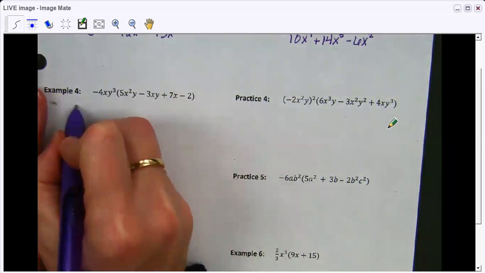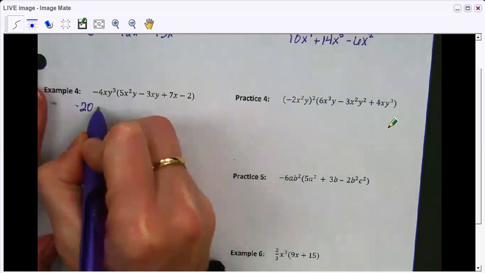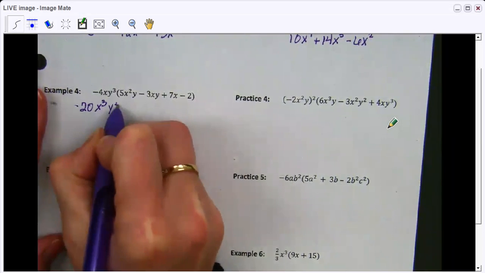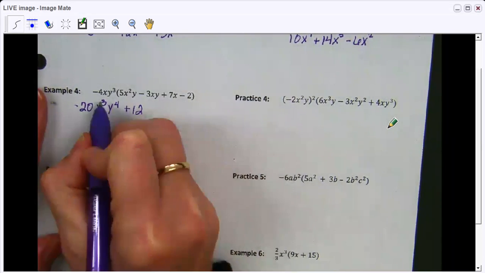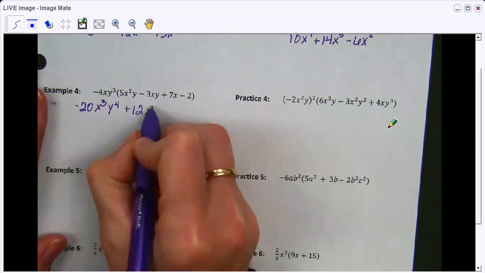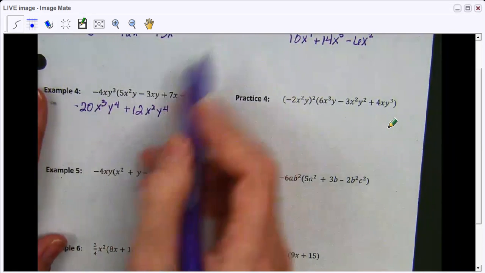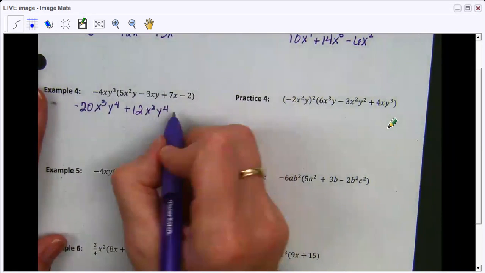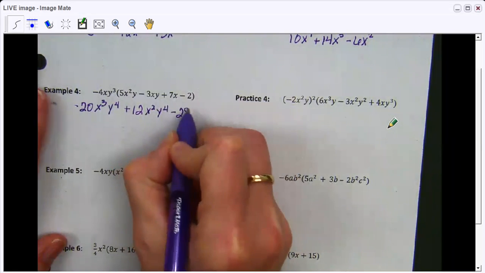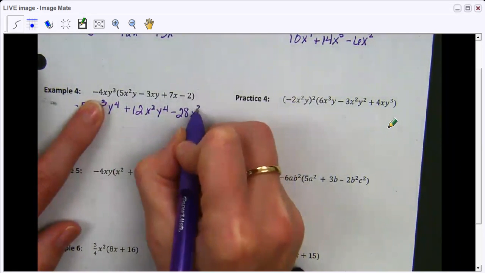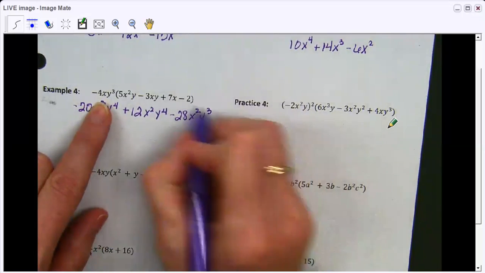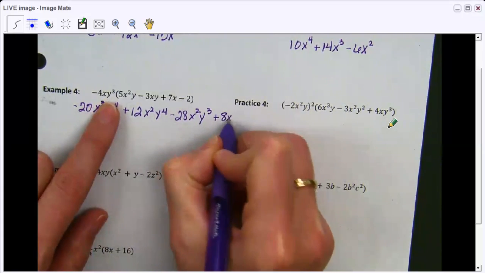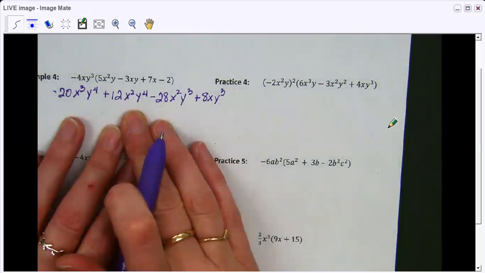Multiplying my coefficients, I get -20. And then I get x cubed, y to the 4th. Multiplying -4 times -3 gives me +12. And then my variables, x squared, y to the 4th. Multiply my coefficients of -4 times 7 is a -28. X squared, y cubed. And then -4 times a -2 is a +8, x, y cubed. So this should be your answer for number 4.